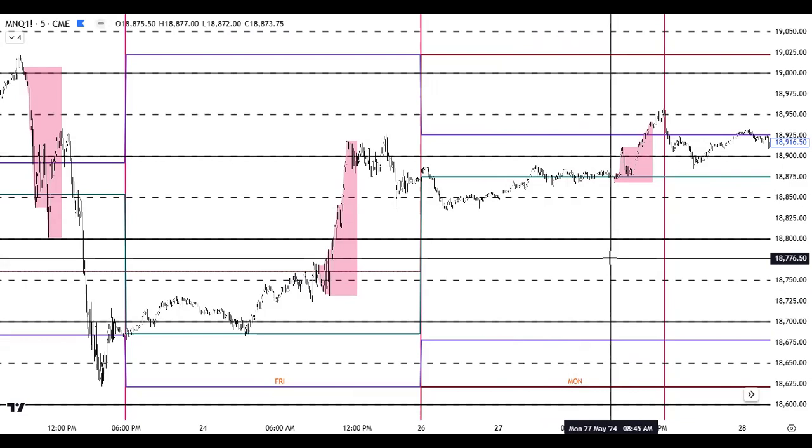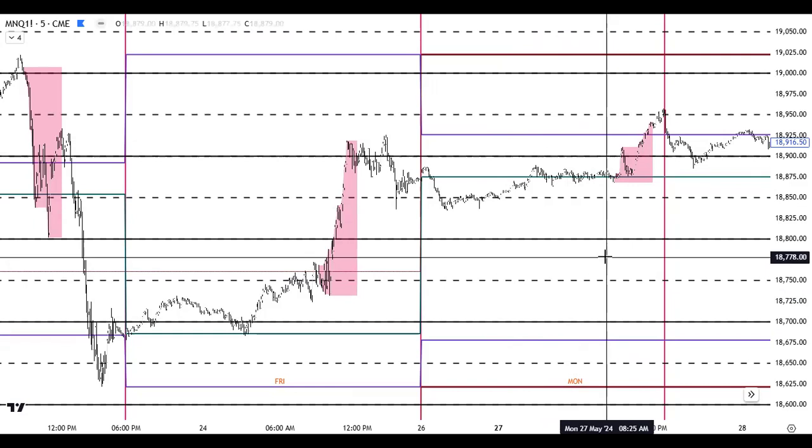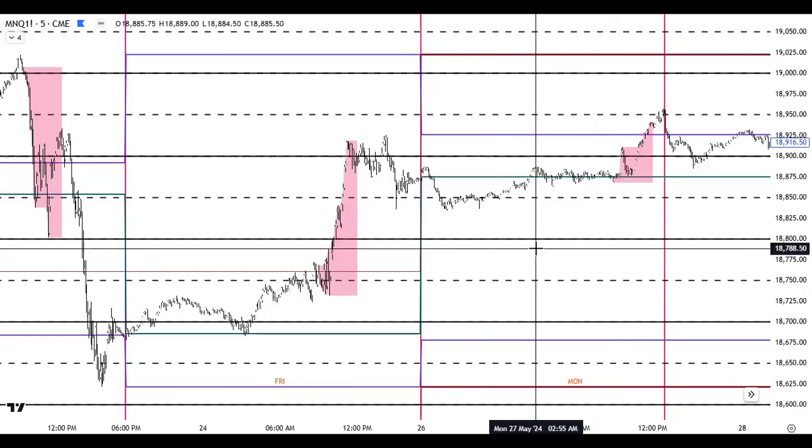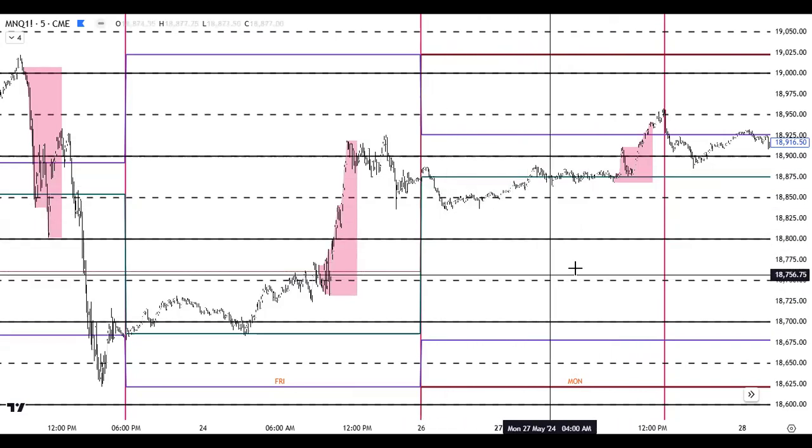Now, if one of those levels has not been triggered, then I just pay attention to price action. I'm just looking to see how price is behaving at the round numbers or closing price, and just paying attention to market structure.